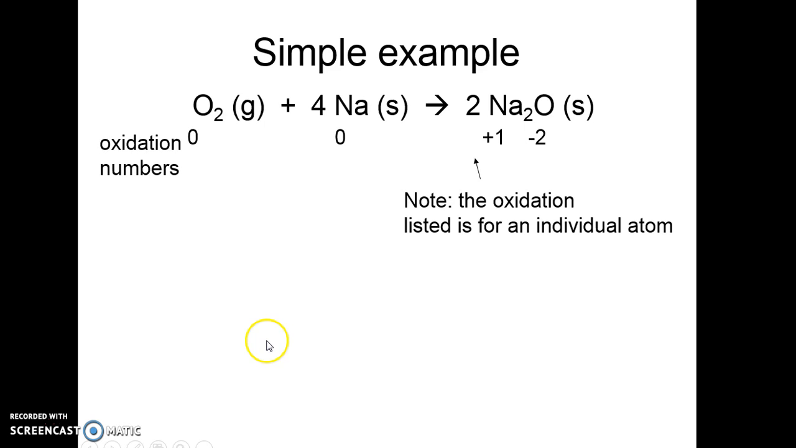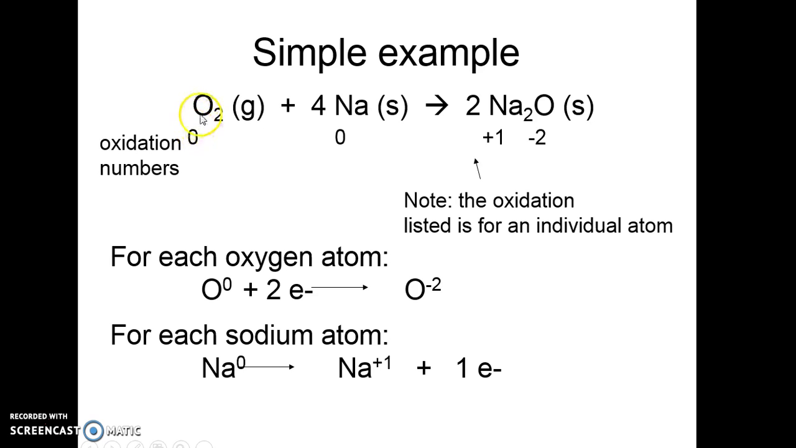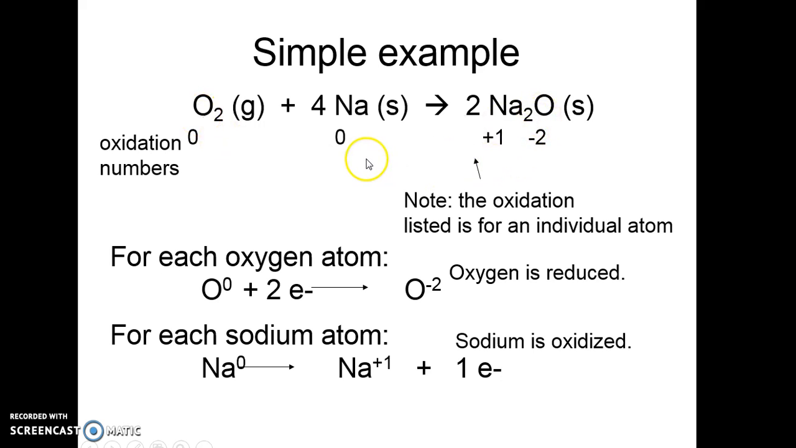So now what we do is we go and connect the two to see what we have going on. From oxygen on the reactant side to oxygen on the product side, you have the gain of 2 electrons. So what is the gain of electrons? Well, that's reduction. From the sodium on the reactant to the sodium on the product side, you're going from 0 to +1. That's the loss of an electron. So sodium was oxidized and oxygen was reduced.